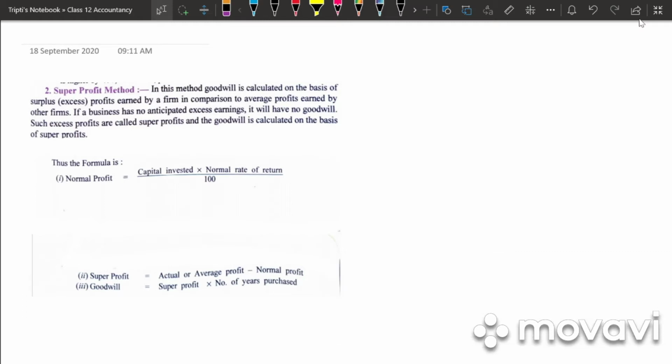Write down the next side heading, that is super profit method. Under that, write down, in this method, goodwill is calculated on the basis of excess profit earned by a firm in comparison to average profits earned by other firms.